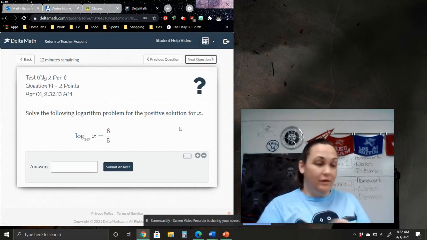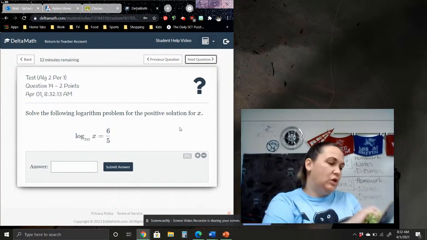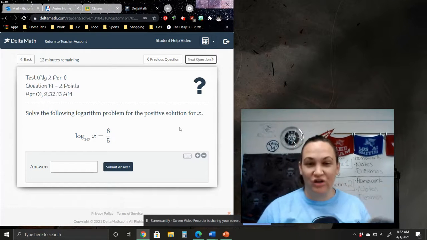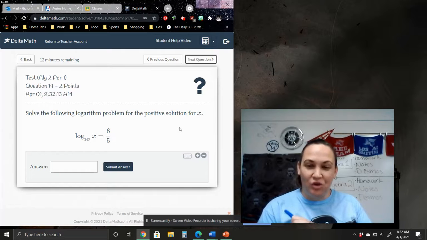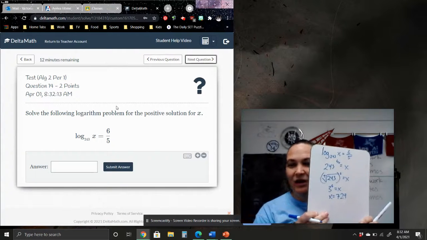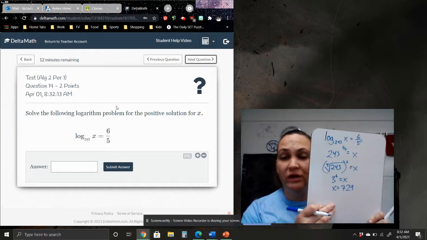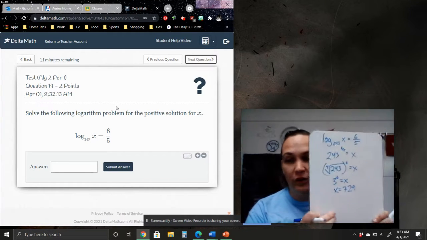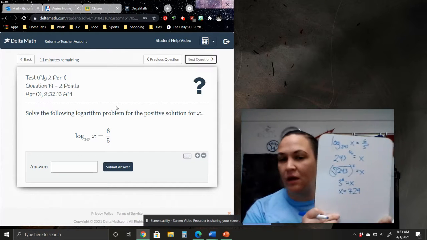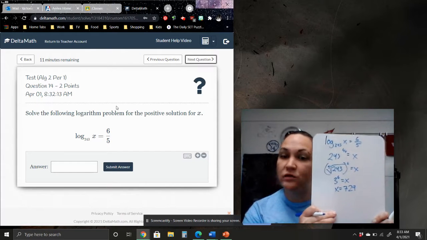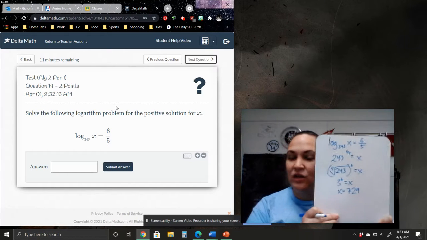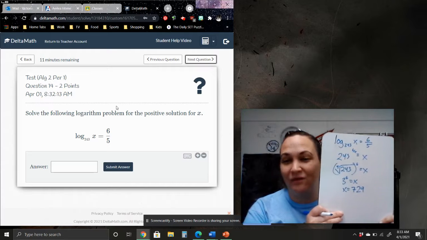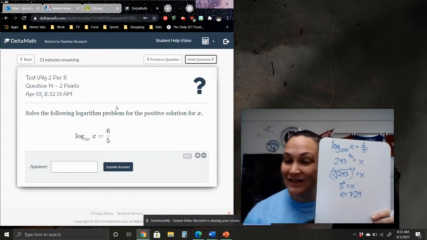Here we have another log problem. Again, this one only has the one answer line, so I should be getting a whole number or a fraction. I'm going to go ahead and do this on my whiteboard, and I'll show you when I'm done. All right, guys, here's what I got. So when I changed it to exponential form, it became 243 to the power of 6/5. So I have to take the fifth root of 243. And I had a suspicion that 243 might be 3 to the 5th. So I tried that in my calculator, and it was. So if 243 is 3 to the 5th, that means that the fifth root of 243 is 3. And then 3 to the 6th is 729.